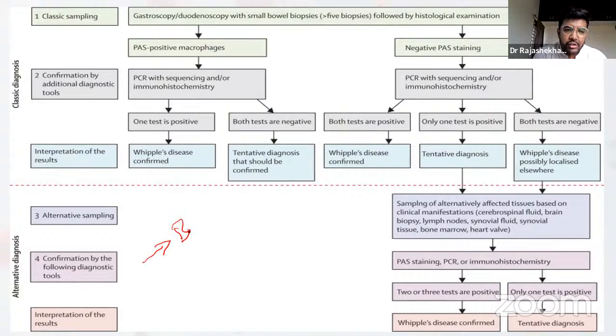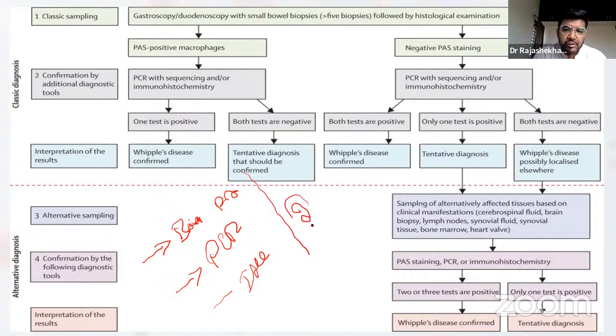First, get the biopsy and the PAS staining, that is one test. Next is the PCR test. Next is the immunohistochemistry. Among these, if two are present, then Whipple's disease is confirmed. If only one is present, then it is a tentative diagnosis. So in any tentative diagnosis, you need to get the alternative sample also.